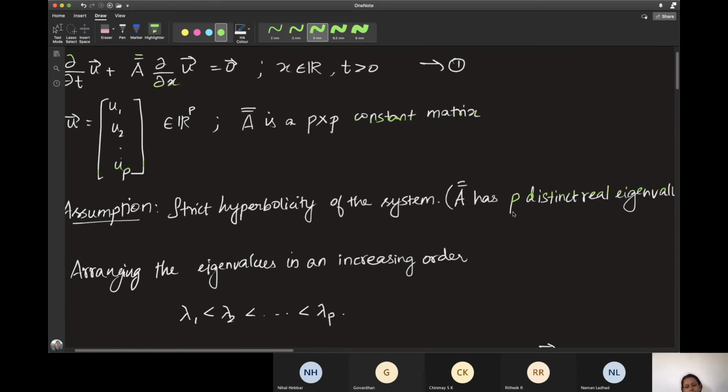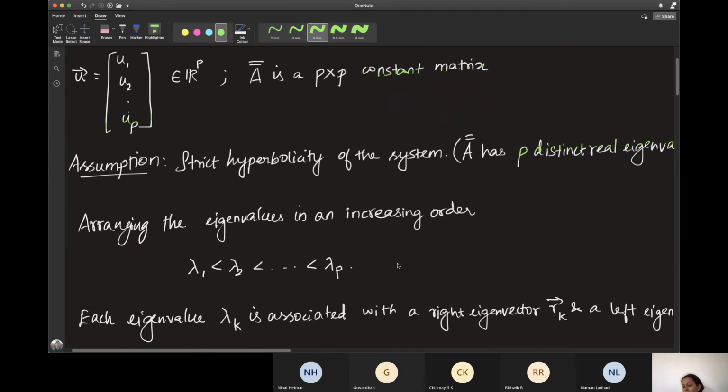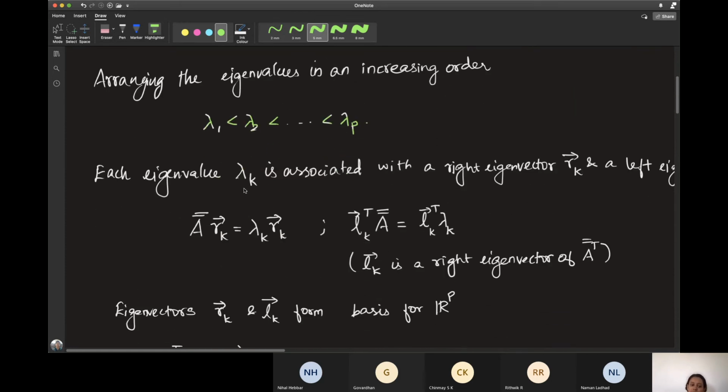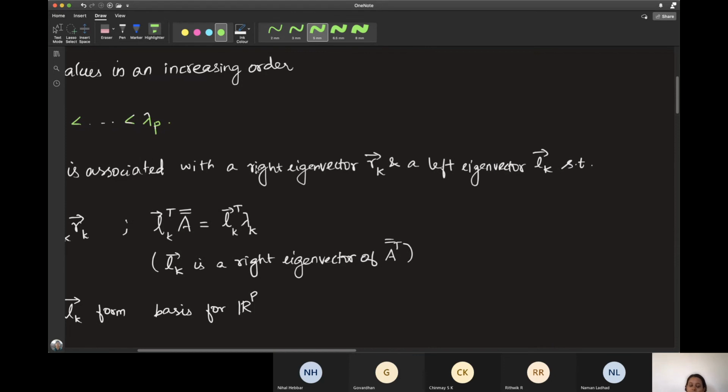All of them are distinct from each other. So since they are distinct, we can arrange the eigenvalues in some order, either increasing or decreasing. It must be possible for us to write those p eigenvalues as lambda 1 less than lambda 2, less than up to lambda p. We are just writing in an increasing order. And now each of these eigenvalues will be associated with some eigenvector. We have the so-called right eigenvector and left eigenvector.